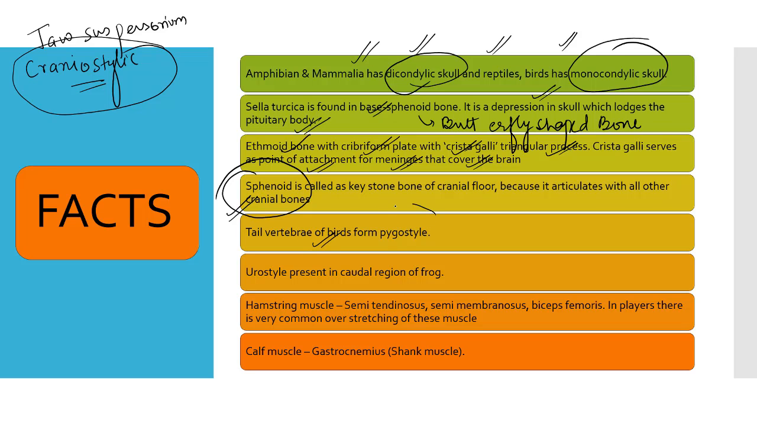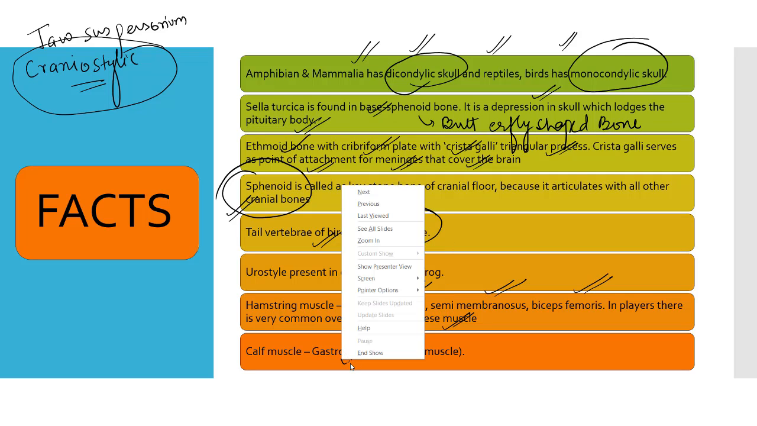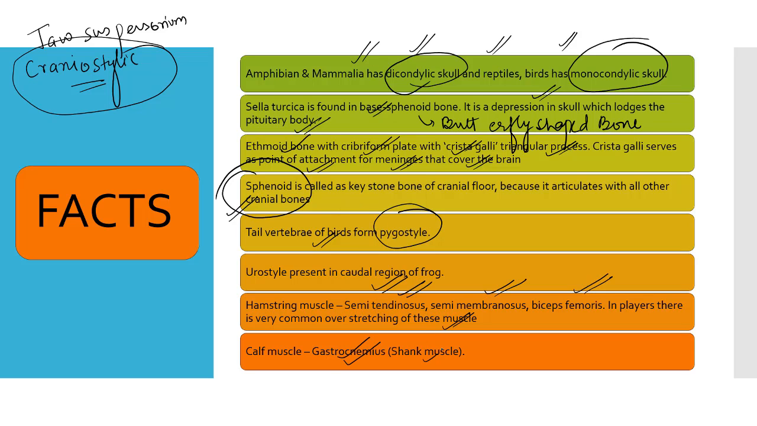Tail vertebrae of birds is pygostyle; urostyle is present in the caudal region of frog. Hamstring muscles are semitendinosus, semimembranosus, and biceps femoris. In players, this muscle gets strained during heavy or rigorous exercise. Calf muscles have gastrocnemius muscle, which is known as what? Shank muscle. Okay. Calf muscles, gastrocnemius, which is also known as shank muscle. And shank bones are tibia and fibula.